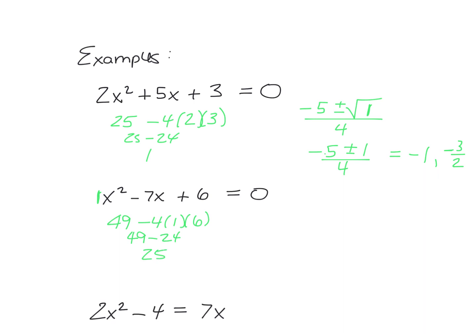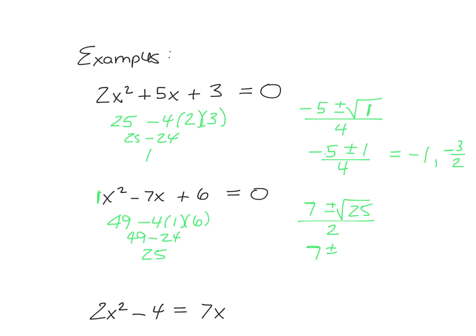Again, that's a perfect square. Tells me that I could factor this. But using the formula, I already have the square root of 25 complete. I just need the negative b part, which would be a positive 7 in this case, and the 2 times a would be 2.